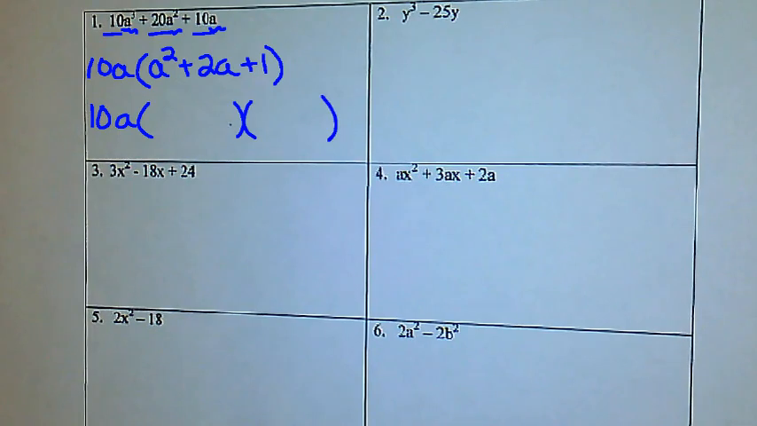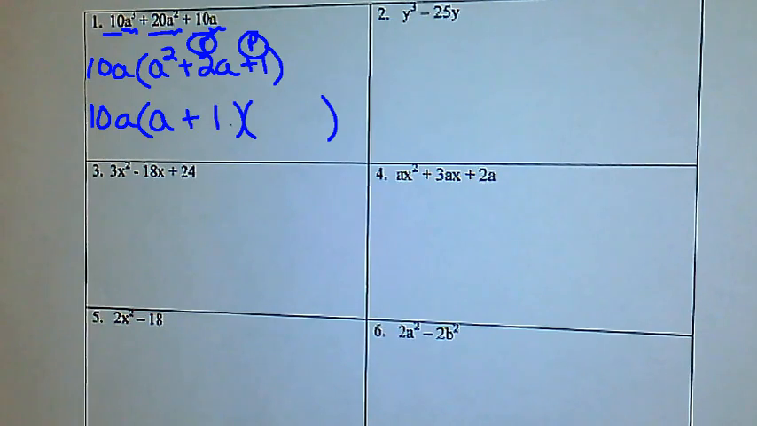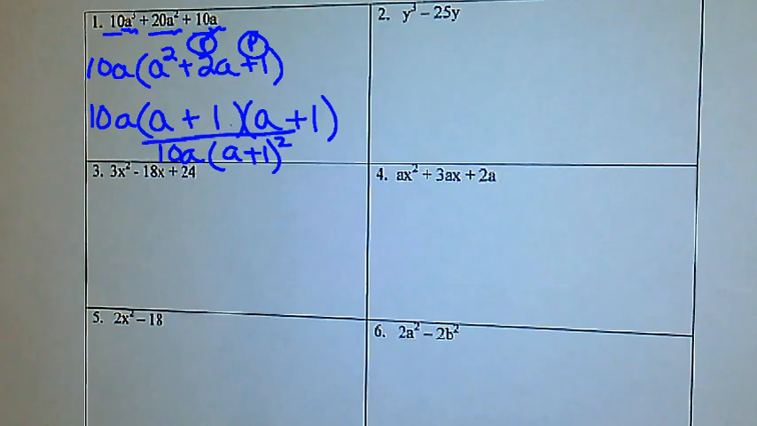So I want to know what multiplies to 1 and adds to 2. Hopefully you're saying 1 and 1. So we get a plus 1 and a plus 1. If you wanted to further simplify, you could write a plus 1 squared. But again, I would accept the one right above it. Okay, so again, this was GCF, and then we did a product sum.